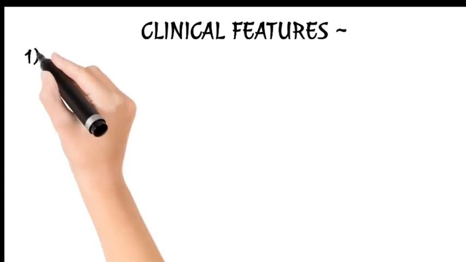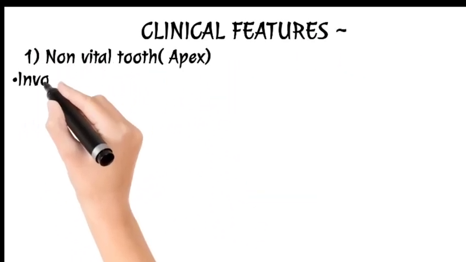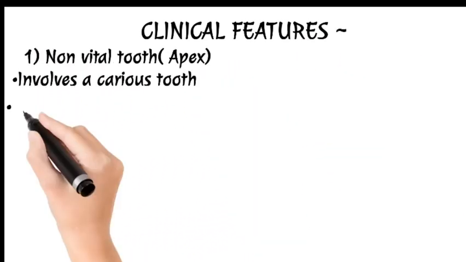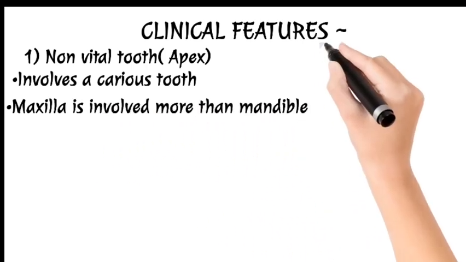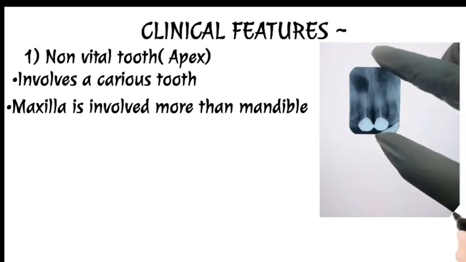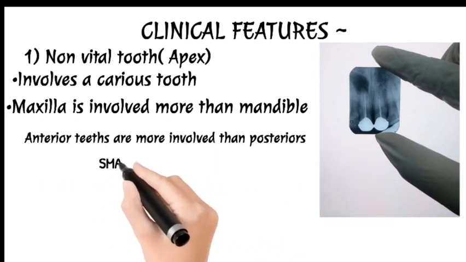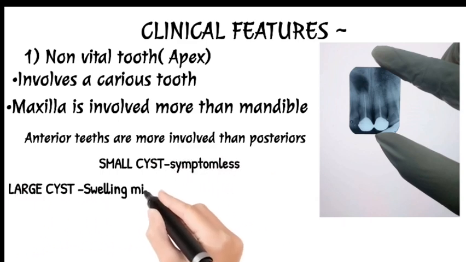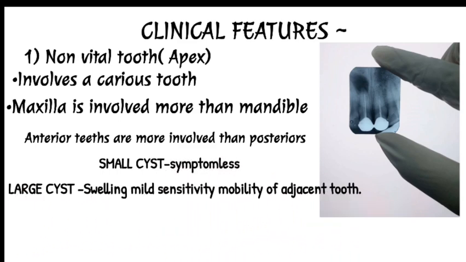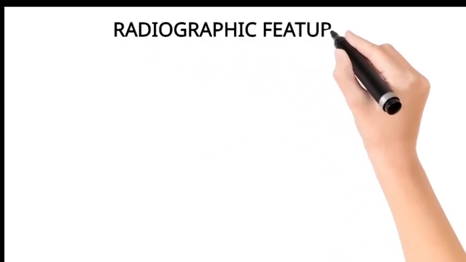Now, coming to the clinical features of the radicular cyst, the first one is it will always occur in a non-vital tooth. The location is the apex of the tooth and it also involves a carious tooth. Maxilla is involved more than the mandible. In the maxilla, the anterior teeth are mostly involved rather than the posterior teeth. In this given radiograph, you can see that the apex of the tooth is involved. If there is a small cyst, it may be symptomless most of the time. But if it is large in size, there will be swelling, mild sensitivity, and mobility of the adjacent teeth.